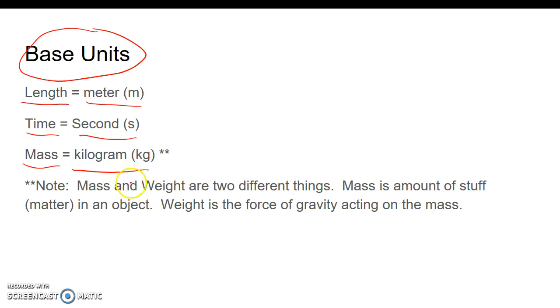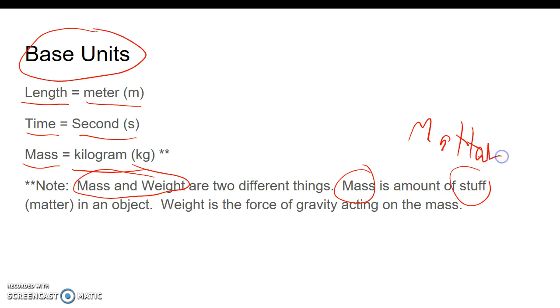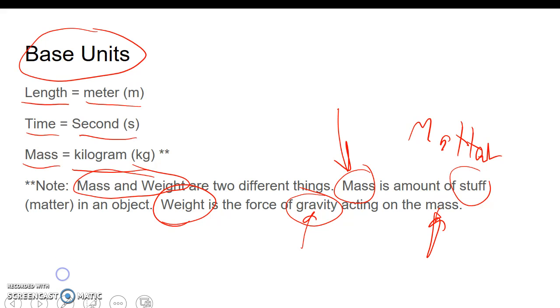Now, one thing to understand, mass and weight are entirely different things. Mass is how much stuff, I think we use the term matter to describe that stuff in an object. Weight, though, is how much gravity acts on the mass. So your mass is constant unless you chop something off. Weight, on the other hand, is based entirely on gravity, so your location.